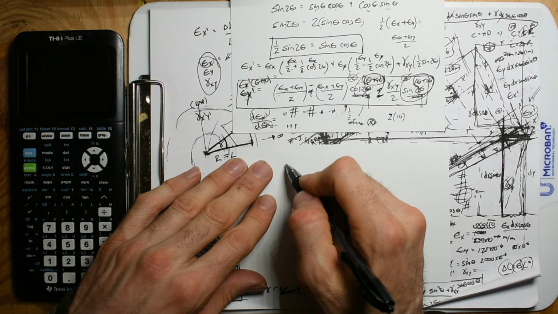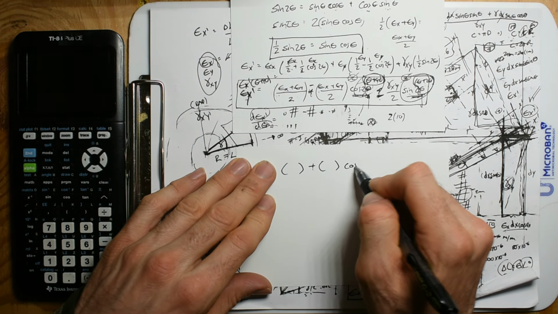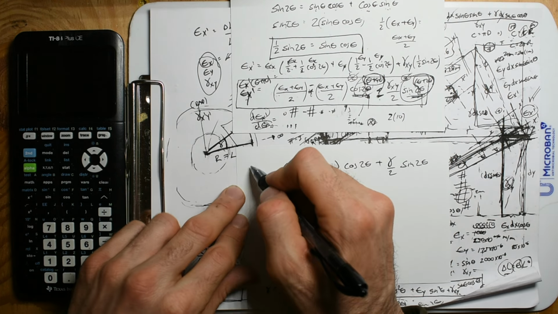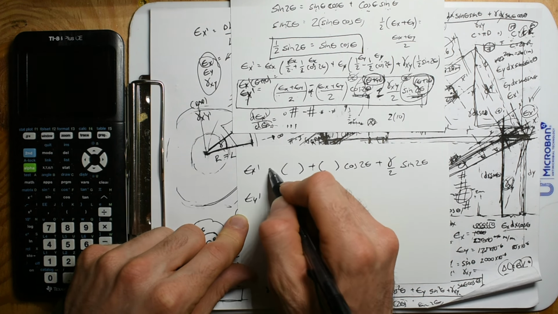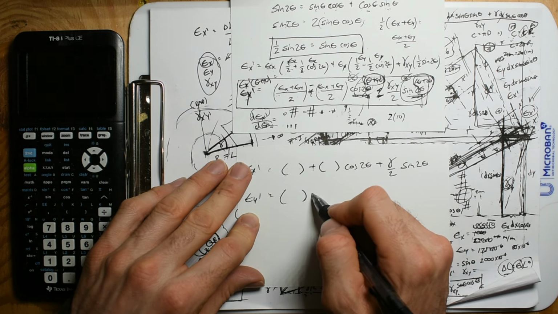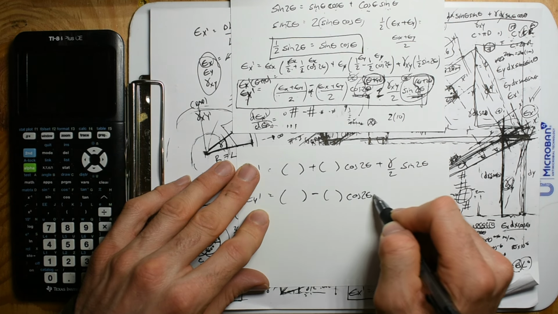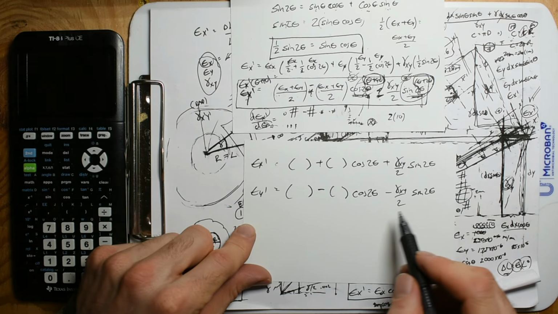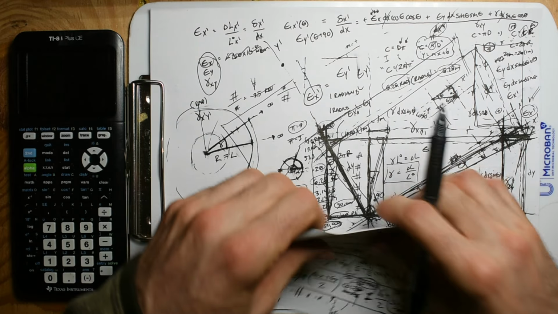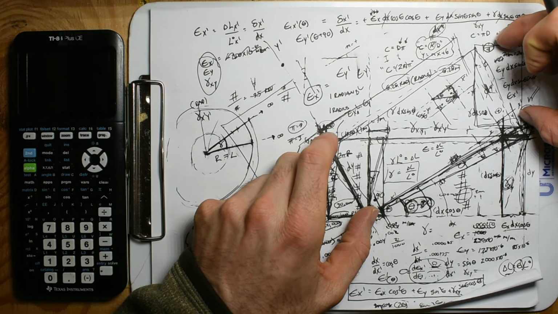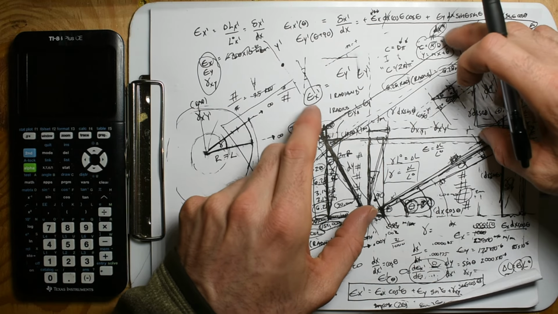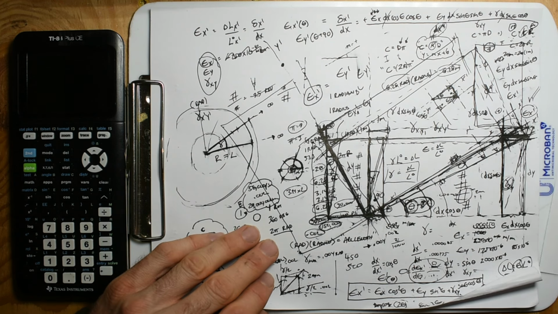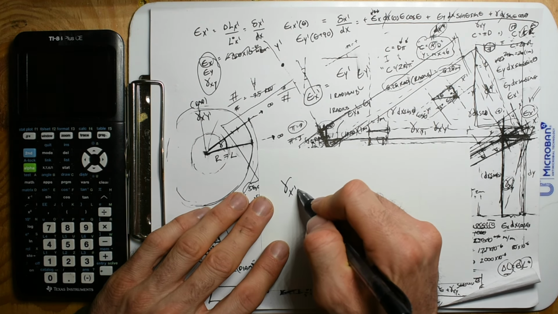So the positive one is going to be this positive cosine 2 theta, plus gamma xy divided by 2 sine 2 theta. That's epsilon x prime. The epsilon y prime is going to be this minus that: cosine 2 theta minus gamma xy over 2 sine 2 theta. So we did it. We rotated our element, and we found the new normal strains in this rotated x prime direction and the rotated y prime. In another long video, we're going to go over how to get gamma x prime y prime.